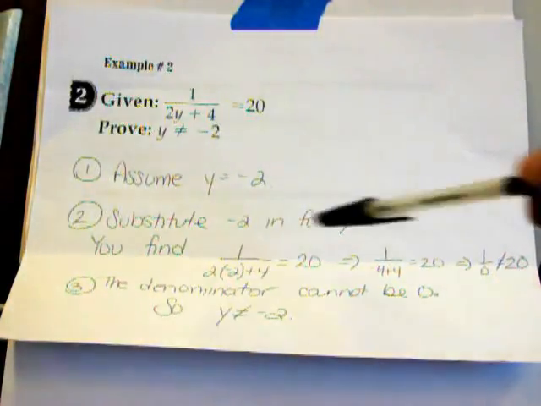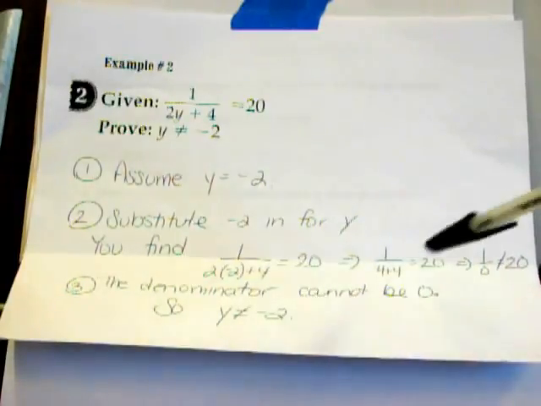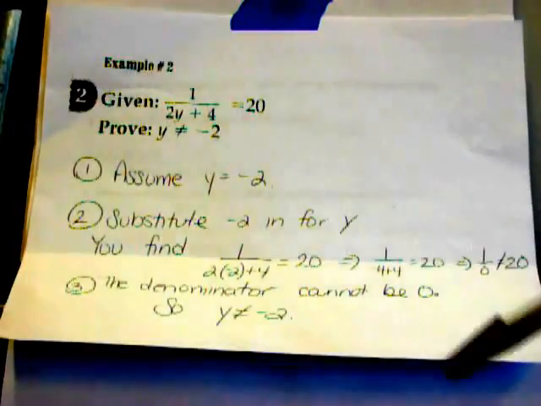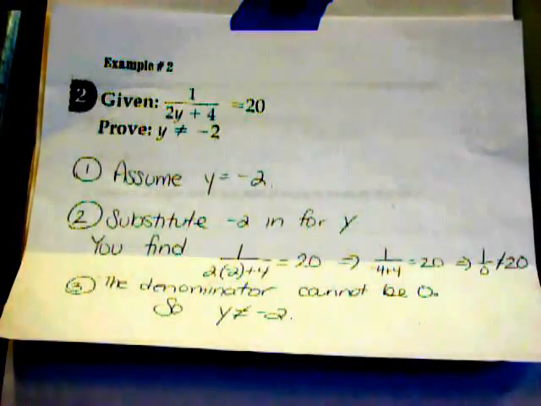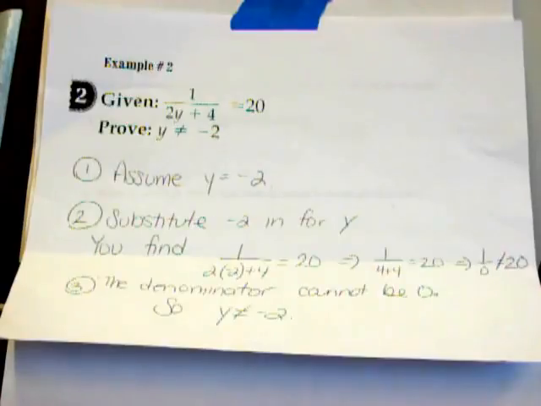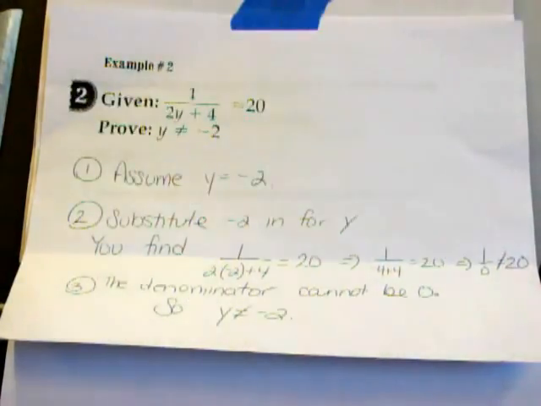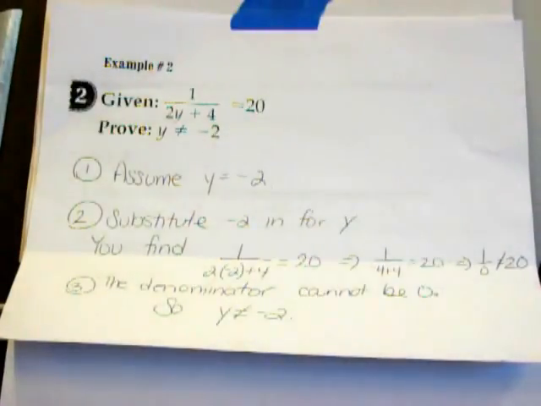So here you've got 1 over 2 times -2 plus 4 equals 20. That simplifies to 1 over -4 plus 4 equals 20. Then I get 1 divided by 0, and that equals 20. But that doesn't equal 20, because we cannot have a denominator that's 0. So in part 3, I'm saying the denominator cannot be 0. Okay, it's undefined. And then, so y does not equal -2.